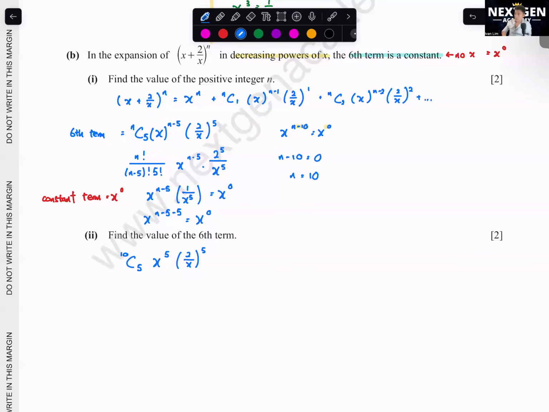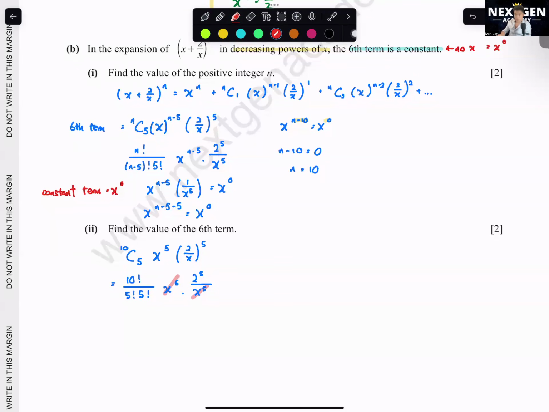Okay. Now let's open this up. This will be 10 factorial over 5 factorial, 5 factorial, x to the power of 5 times 2 to the power of 5 over x to the power of 5. Okay, x to the power of 5, this one will cancel. Okay, we are now using calculator. How to simplify this part here?